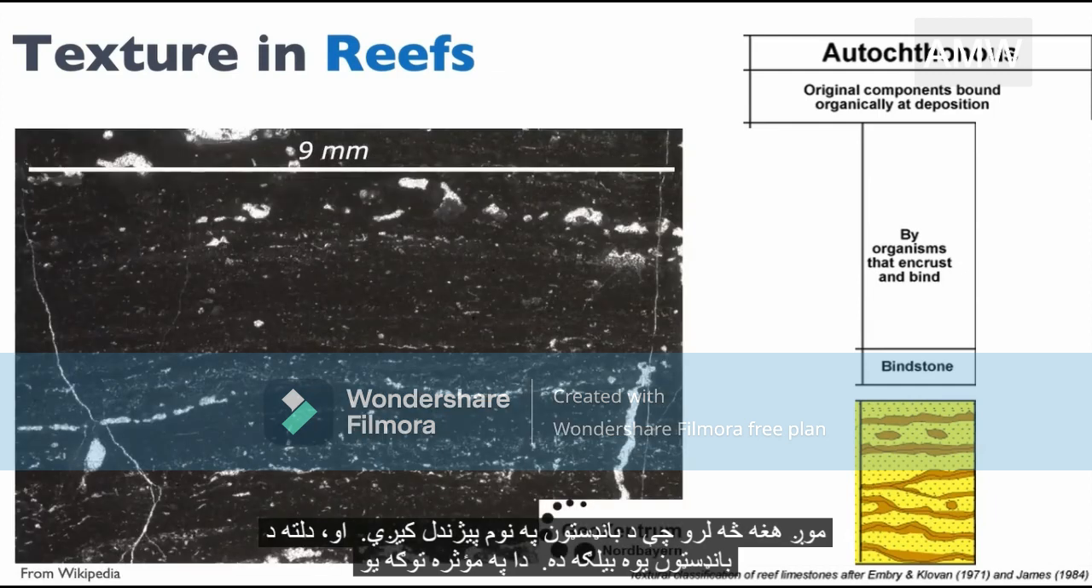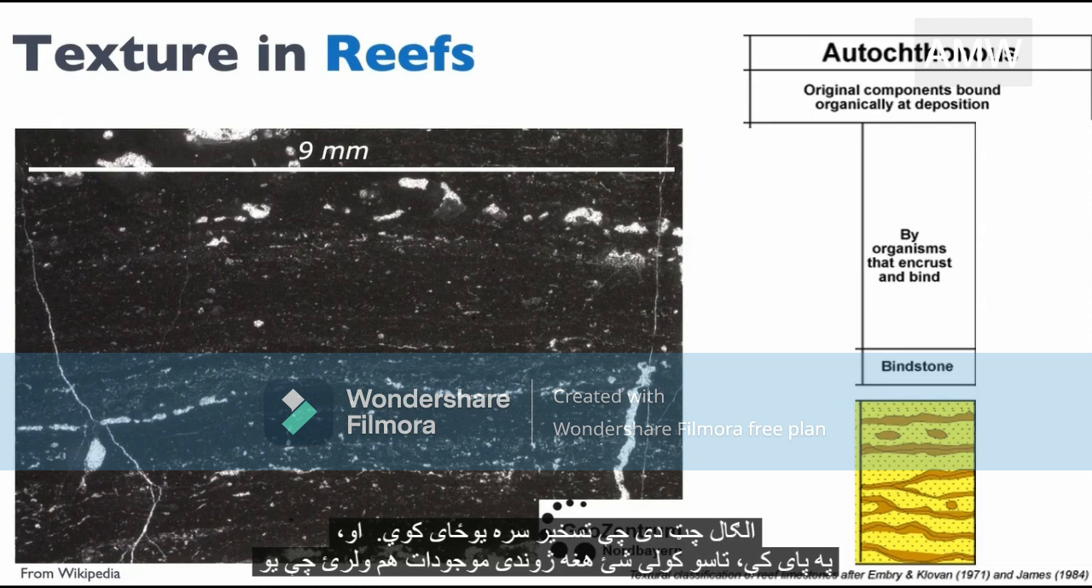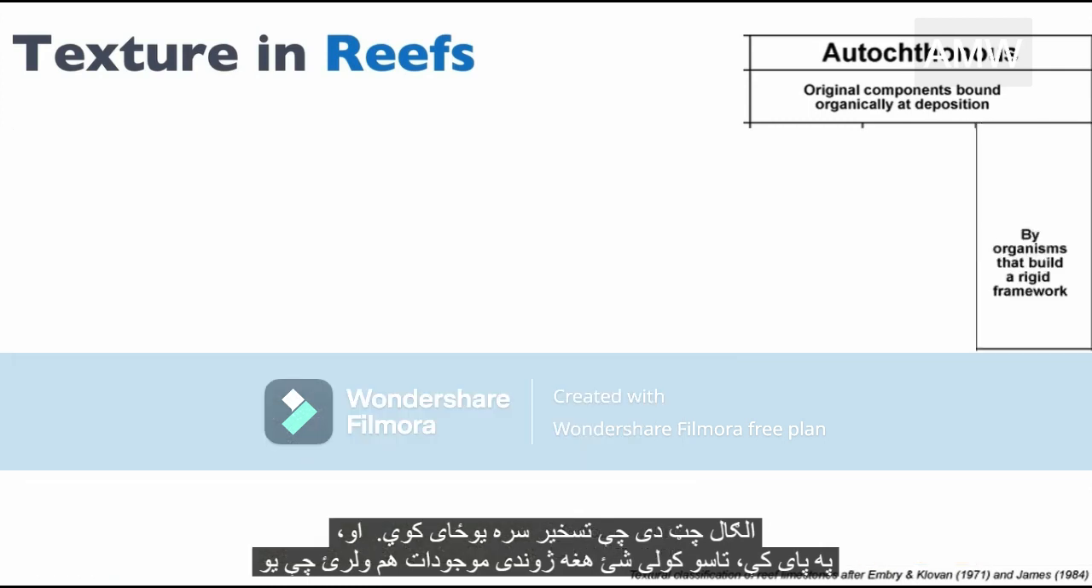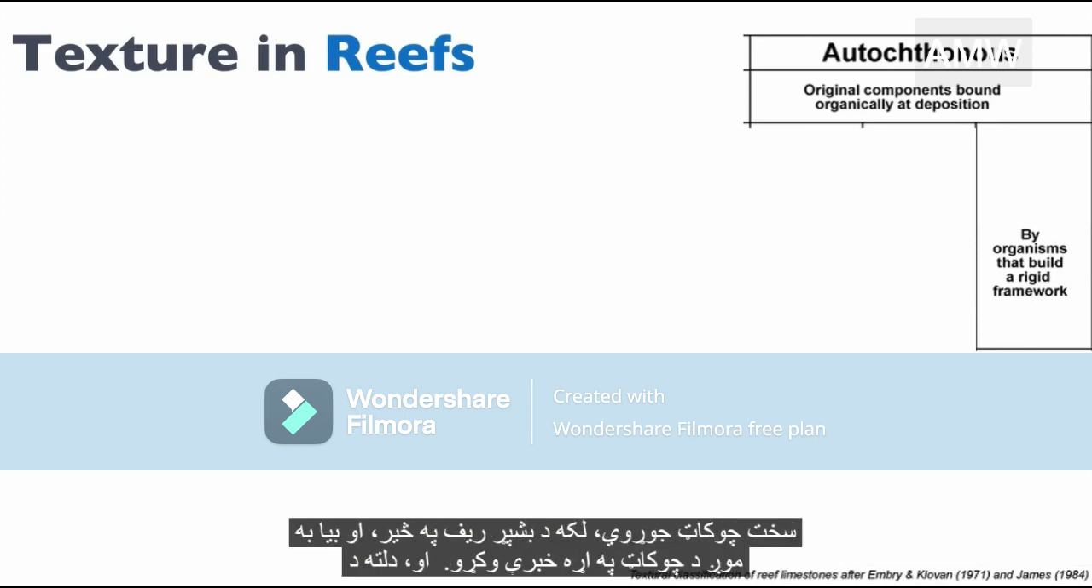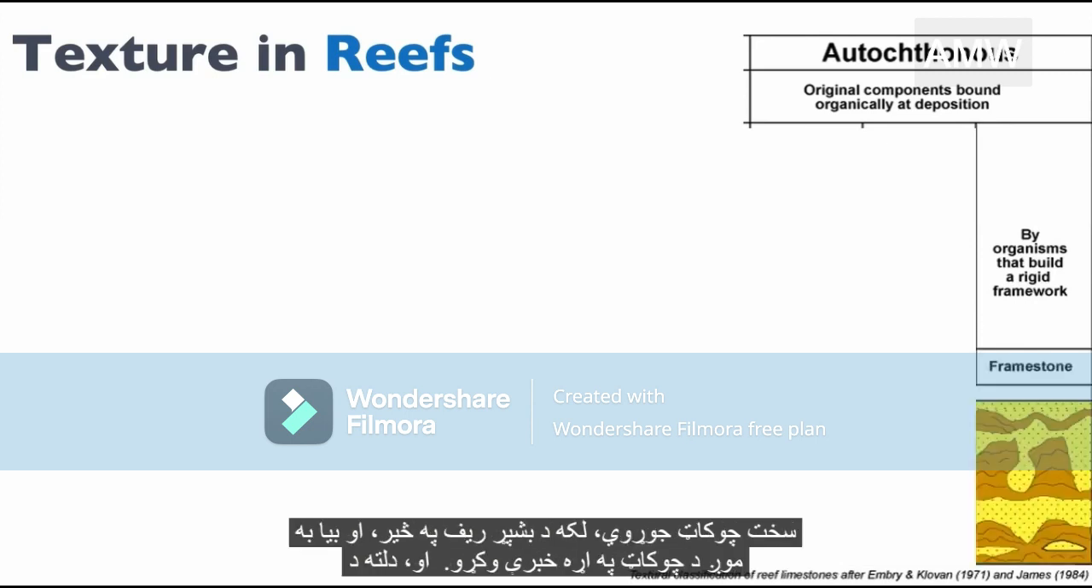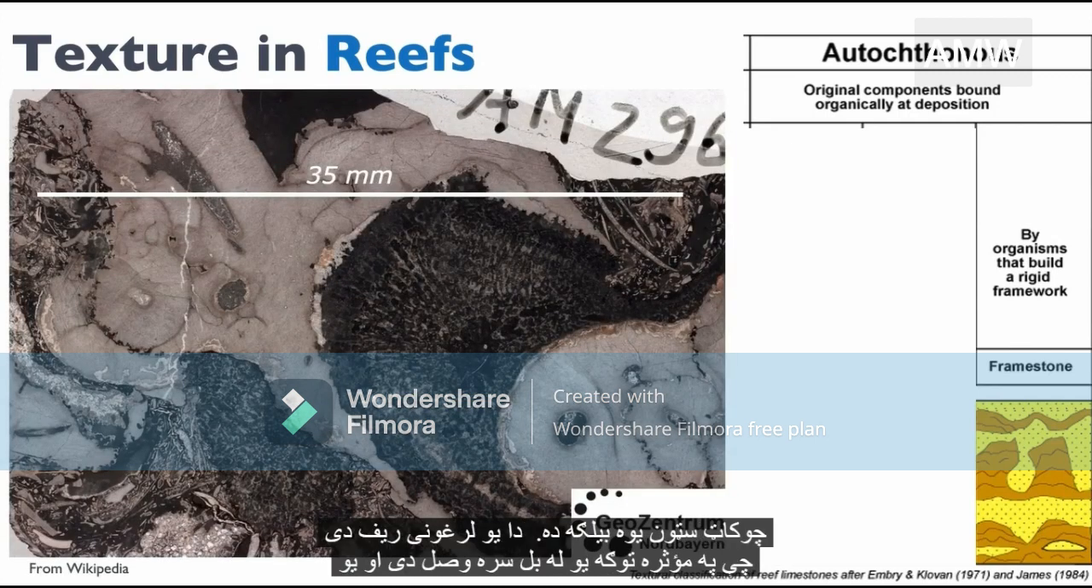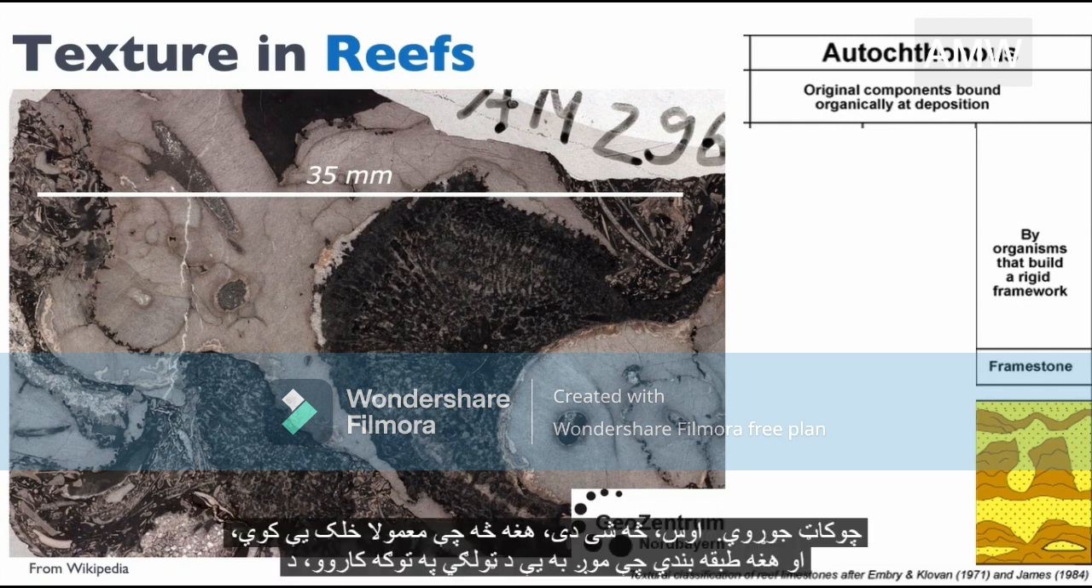And here's an example of a bindstone. This is effectively an algal mat that binds the sediment together. And finally, you can also have organisms that build a rigid framework, like a full reef, and then we'll talk about a framestone. And here's an example of a framestone. This is an ancient reef that is effectively interconnected and forms a framestone.